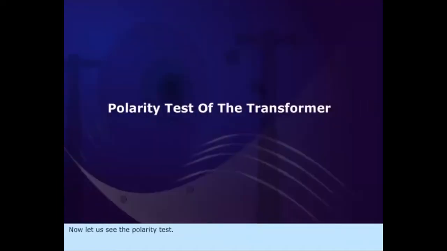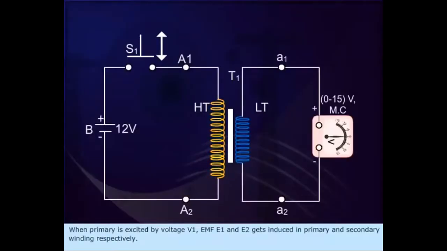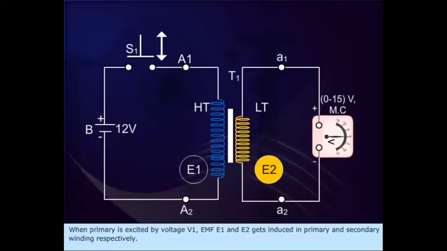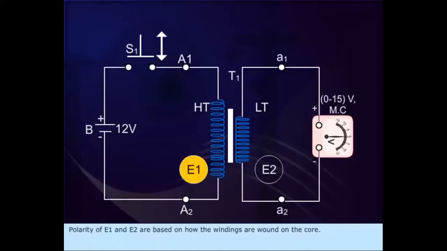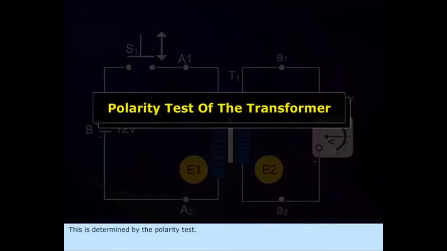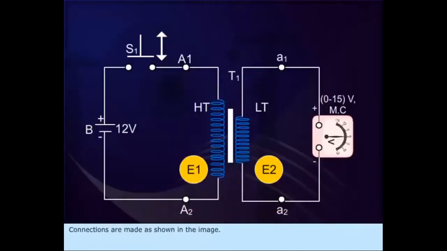Now let us see the polarity test. When primary is excited by voltage V1, EMF E1 and E2 gets induced in primary and secondary winding respectively. Polarity of E1 and E2 are based on how the windings are wound on the core. This is determined by the polarity test. Connections are made as shown in the image.